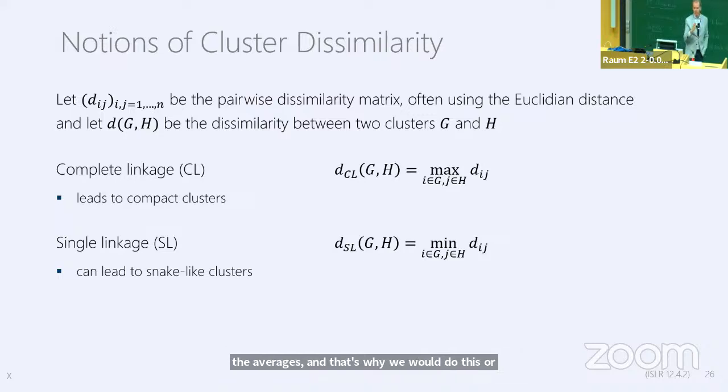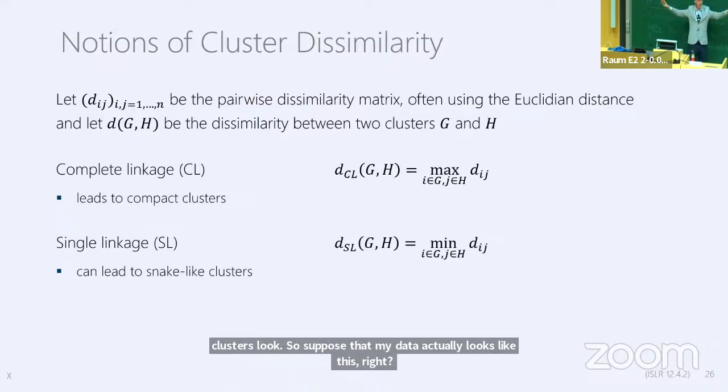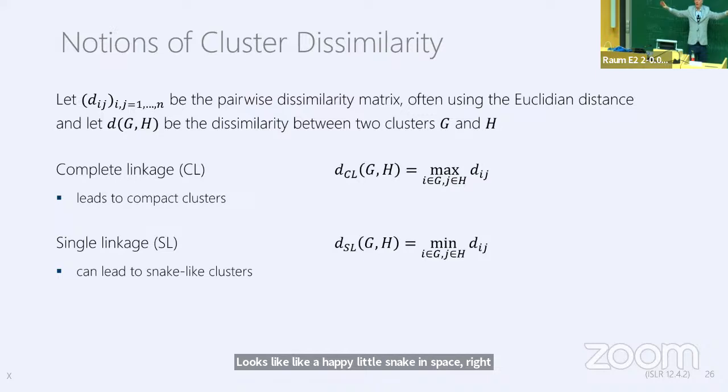Suppose that your data does look weird. I call it snake-like. If it looks like this, this is basically how your clusters look. So suppose that my data actually looks like a happy little snake in space. Earlier in the lecture, I was always talking about bananas in space, if you had taken the lecture last year. So we have a banana in space, and now we're going to apply hierarchical clustering with complete linkage. Because if we do single linkage, then it would find the one banana.